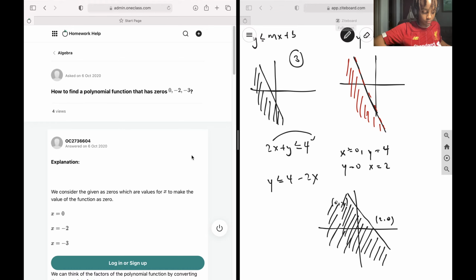Okay, so we want to find the polynomial with zeros at x is equal to 0. So this means that that would just be x. x is equal to -2, which means x plus 2 is equal to 0, and x is equal to -3. And that means x plus 3 is equal to 0, which means f of x should just be the product of these three.